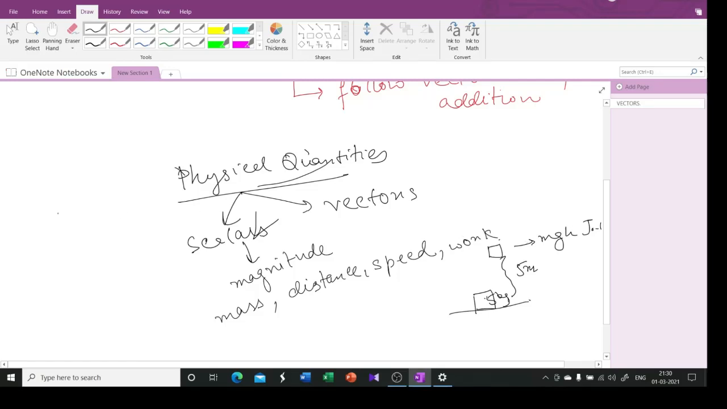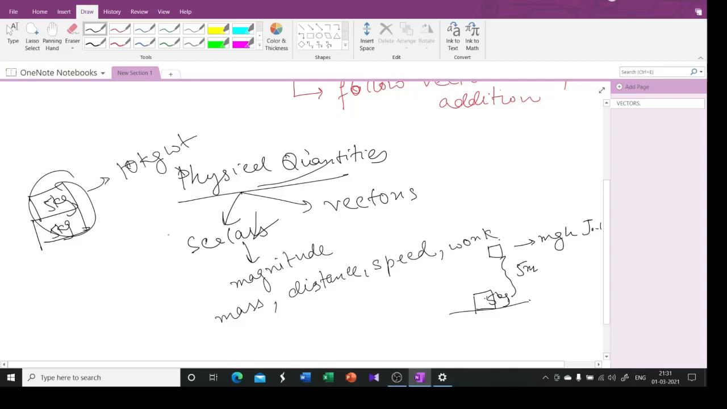The same applies for mass. Suppose we have a 5 kg mass and we put another 5 kg mass over it. So simply the entire system now measures 10 kg. As simple as that. So we simply add it. No complications. They simply follow the algebraic laws of addition, subtraction, and everything. So these are not much difficult to deal with.